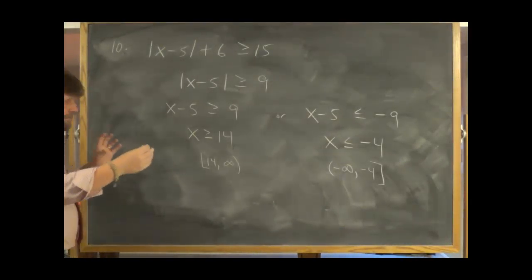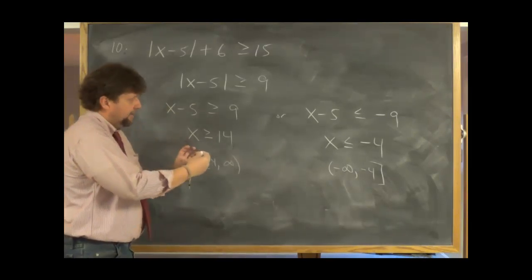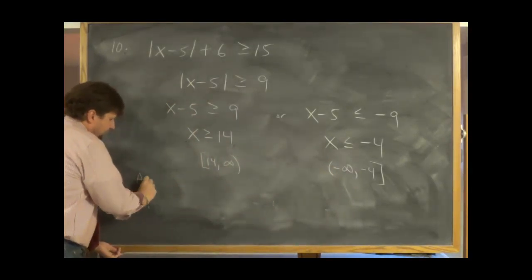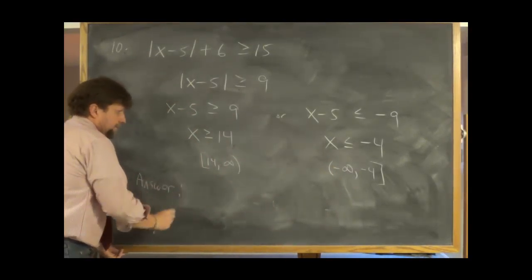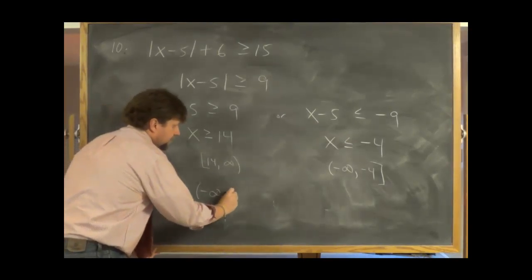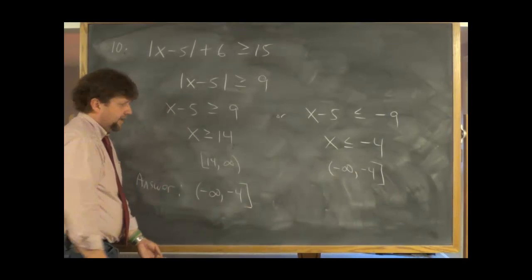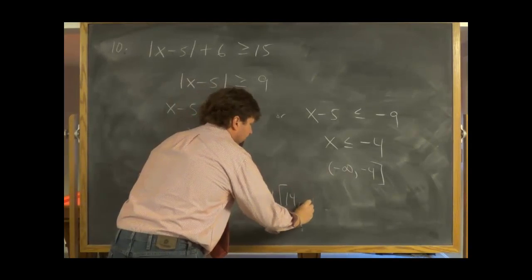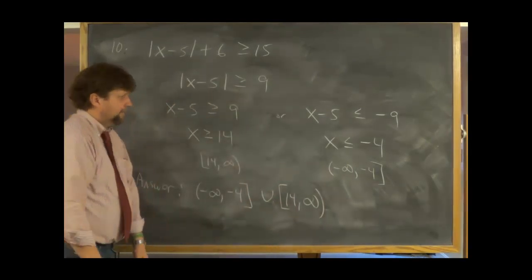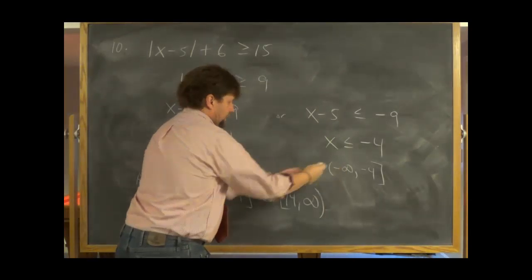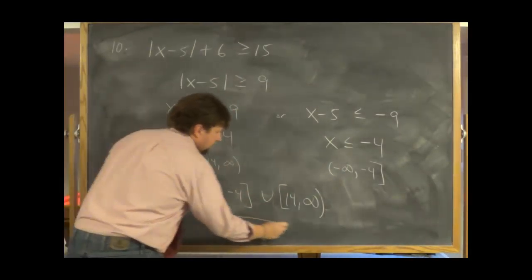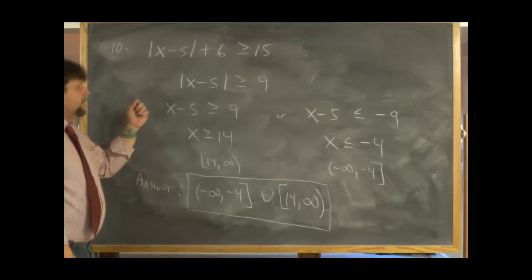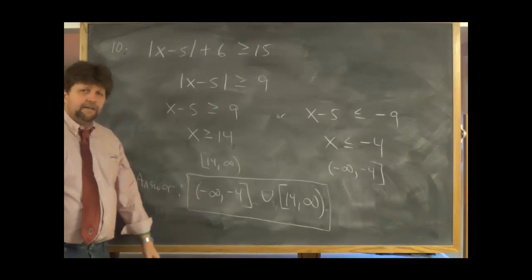And here's how I'd like you to put these two interval notations together into a final answer that would look something like this. Negative infinity to negative 4 square bracket, union with square bracket 14 to infinity. So parenthesis is here and that is here. But this is how we would write the answer in interval notation. Hopefully you got that for number 10, because that's it.